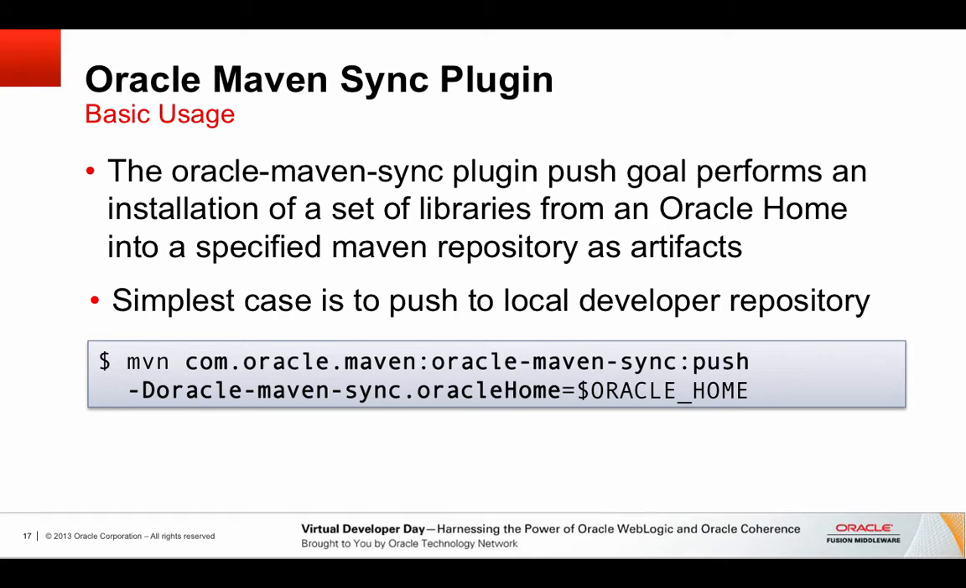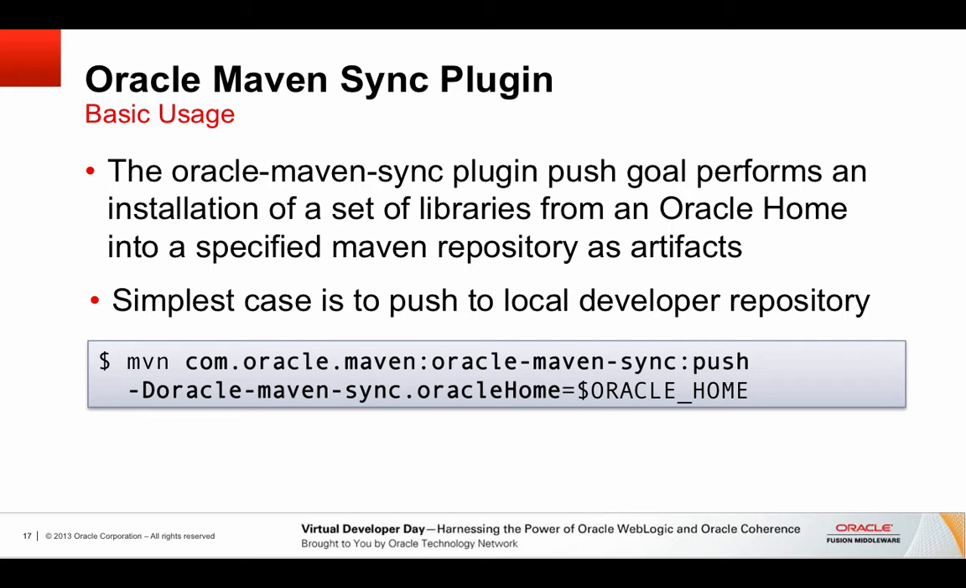Once you've actually installed the sync plugin, the next step is to execute it. So the simplest case here is to push the libraries from a specified Oracle home into a local repository. The syntax for doing that is shown in the text box here. So you execute Maven, you specify the name of the plugin, com.oracle.maven, oracle-maven-sync, and then you specify the goal you want to execute, which in this case is the push goal.